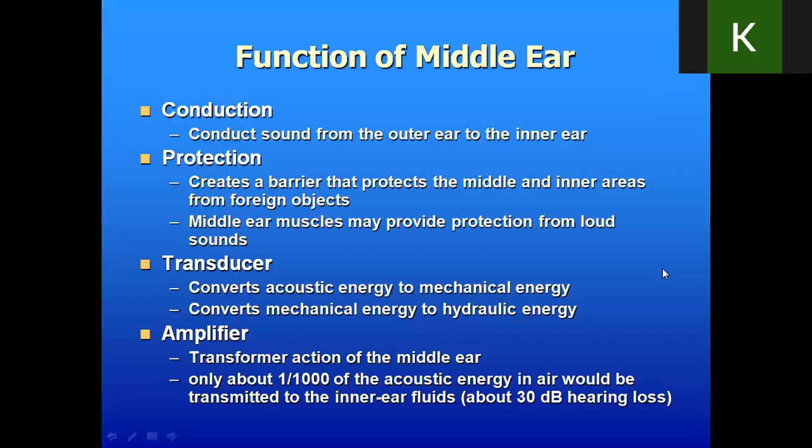Now, what are the functions of the middle ear in short? Because it is important for your physiology also. The main thing is conduction of sound. So it conducts sound from the outer ear to the inner ear. That's simple. And second is protection. It creates a barrier that protects the middle ear and inner areas of the ear from foreign objects. So nothing can go beyond the tympanic membrane. And middle ear muscles may provide protection from loud sounds, which are not bearable.